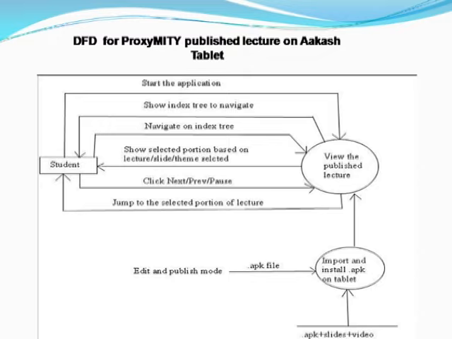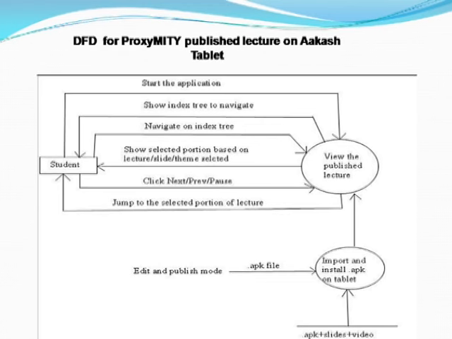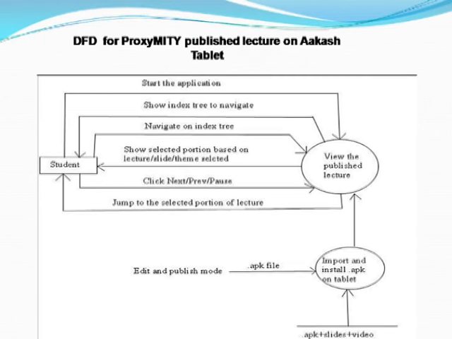So initially you have seen some XML data is getting mapped to some output there, right? So that is what that edit and publish mode will be doing. Basically a Proximity edit tool will import the videos, the slides, the time frame of each slide, and they will prepare an XML which will have the correct data to give the output. All right, and further that XML file we will publish and create an .apk for Android. And that further will be shown on the tablet. So that's how the flow is.